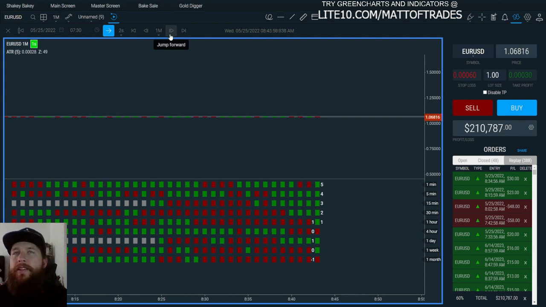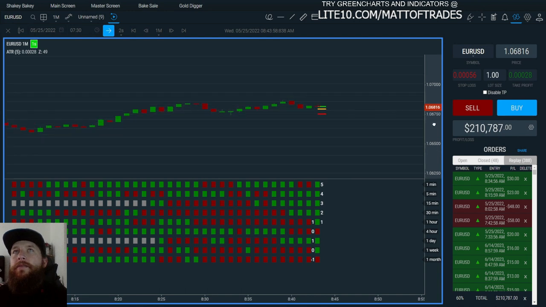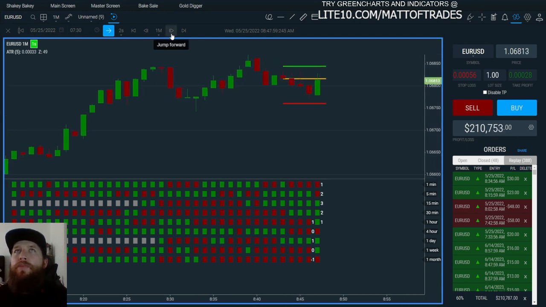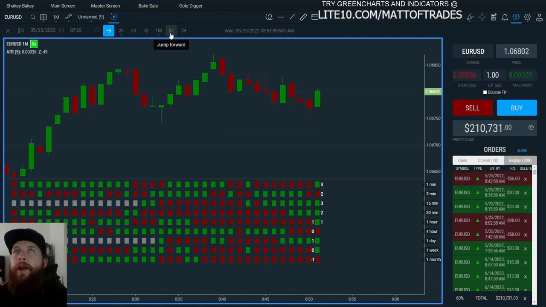Did I just find the easiest and most best scalping strategy? Maybe. Okay, we're getting another one here. 28 and I can't math. 50. 56. Ooh, that was rough. Okay, let's see how this one does. Okay, that one lost.